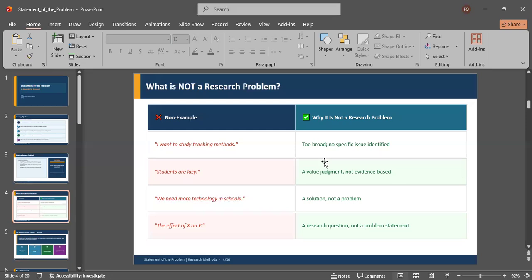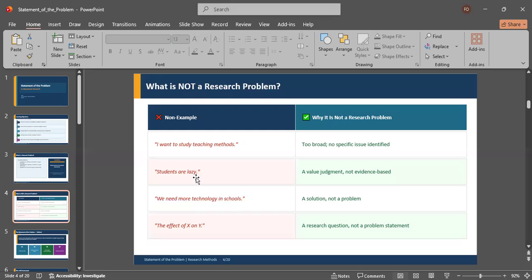So back to this example on the screen. The non-example says, I want to study teaching method. And why it is not a research problem is because it is too broad and no specific issue identified. Second one, students are lazy. So this is not a research problem too, because it is a value judgment, no evidence, it's not evidence-based. Why are students lazy? You don't really have evidence to prove that students are actually lazy. How will you say students are lazy? Can you prove it to us? If you can't prove it, then that is not a research problem.